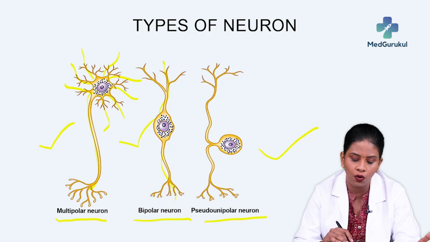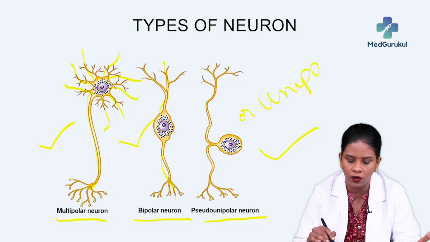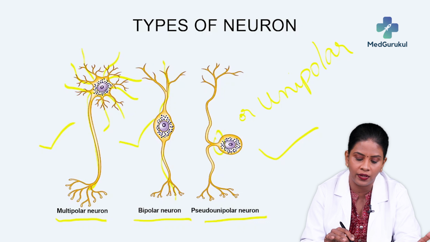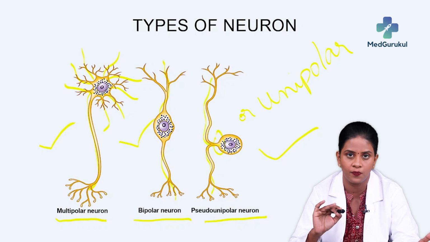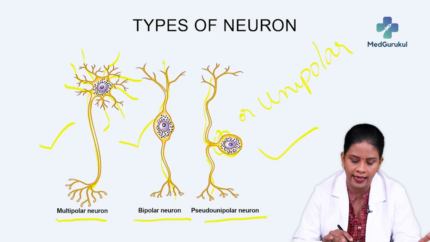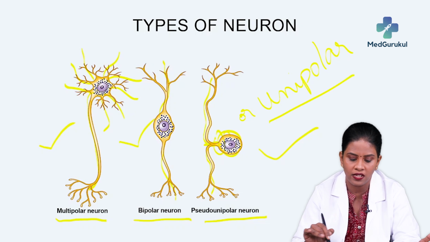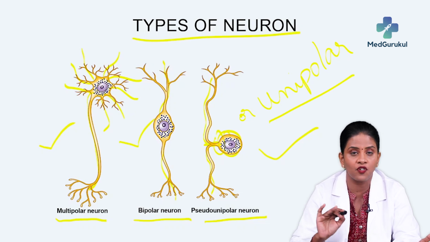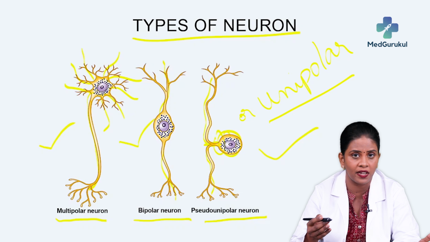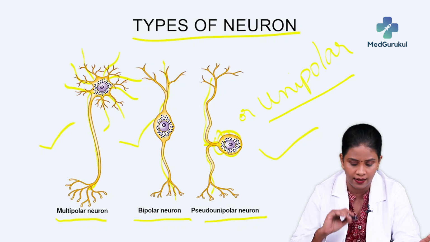And the next is pseudo-unipolar, or you can call it unipolar, where only one pole is there. From that pole you can see only one process emerging, which then divides into two processes. So, with the cell body and only one process present, it is known as unipolar. These are the types of neuron. You might have read all these things in your schooling itself.